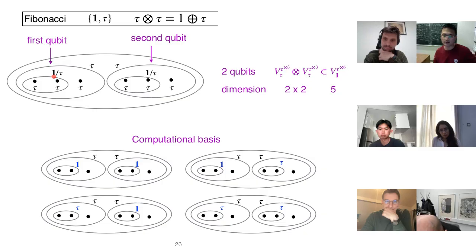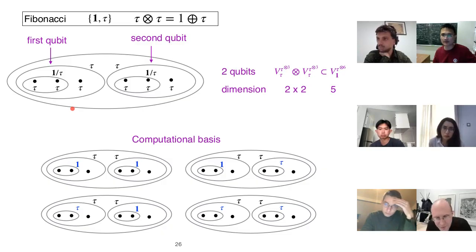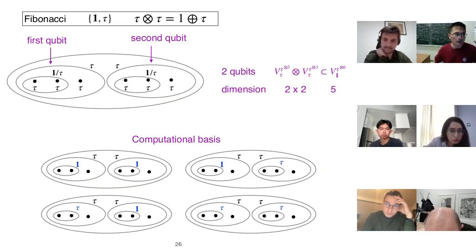This subspace is, you can say, an eigenspace of some braidings, but not all braidings. I'm not sure if this answers the question. Okay, yeah, I think so. Thanks.